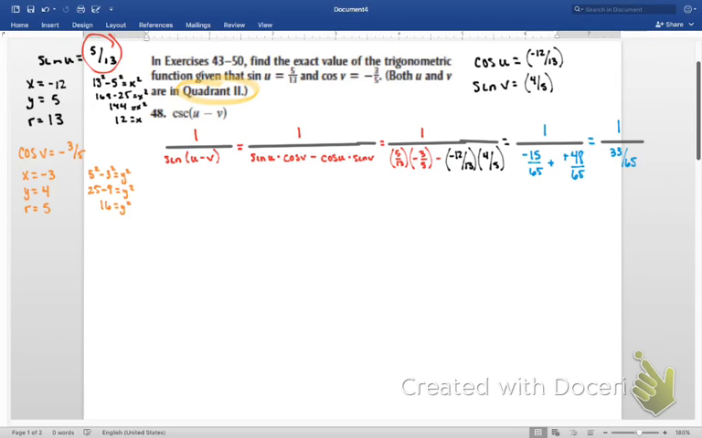You can do keep, change, flip. It's really up to you as far as, since I have the fraction, I can go 1 times 65 over 33. So 65 over 33.